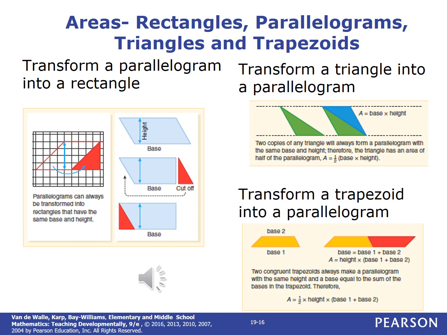If we label the two parallel sides of our trapezoid as base 1 and base 2, then the entire base of that newly formed parallelogram would be base 1 plus base 2. You would take that sum and multiply it by the height to get the area of what? That entire parallelogram that you formed. But you don't want the area of the parallelogram, you want the area of half that. Half that forms that one trapezoid. So that would give you 1/2 times the height times, in parentheses, base 1 plus base 2.